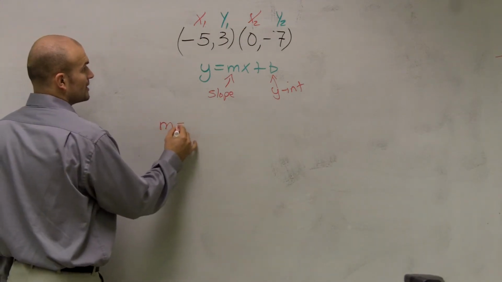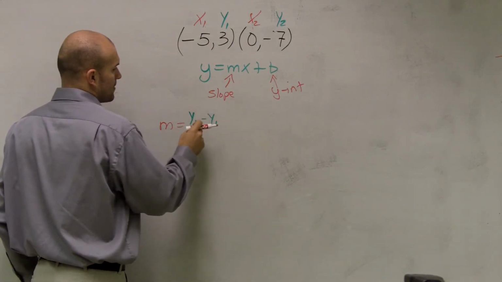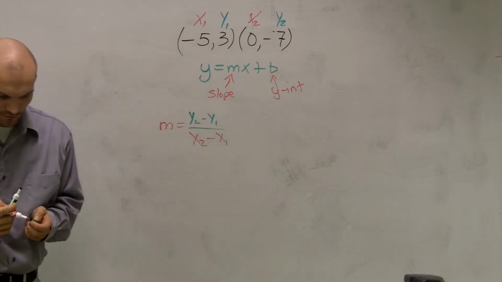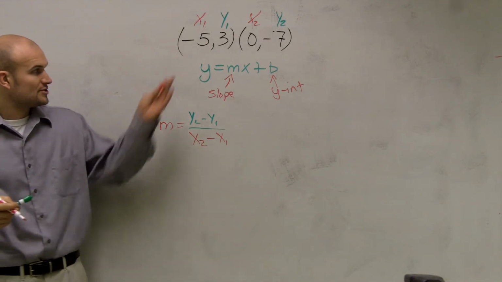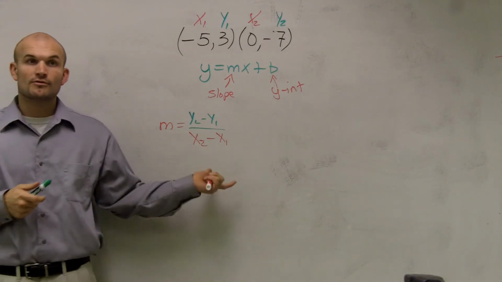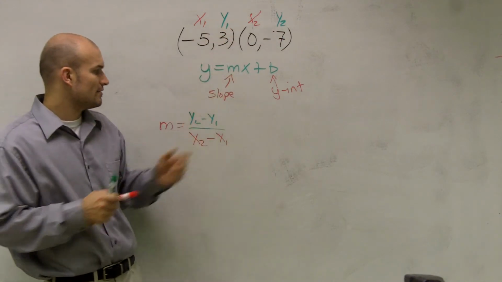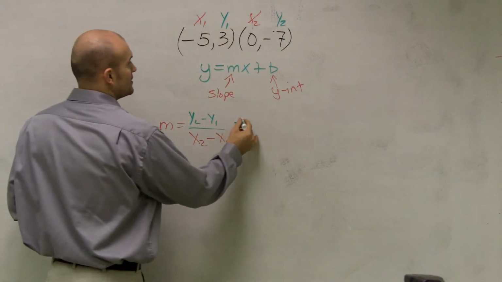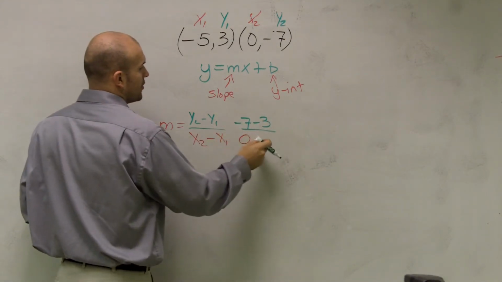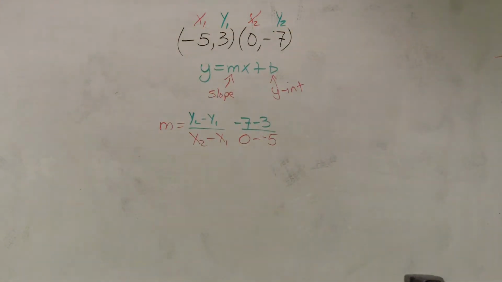So m, remember, equals y2 minus y1 all over x2 minus x1. You can write down the slope formula, and everybody should have their points labeled. Now find the slope of your problem. For me to find the slope of my problem, I have to plug in my y2 here and my y1 here. So my problem is going to look like this: -7 minus 3 all over 0 minus a -5. So that's what my problem looks like. Write down what your problem is going to look like.